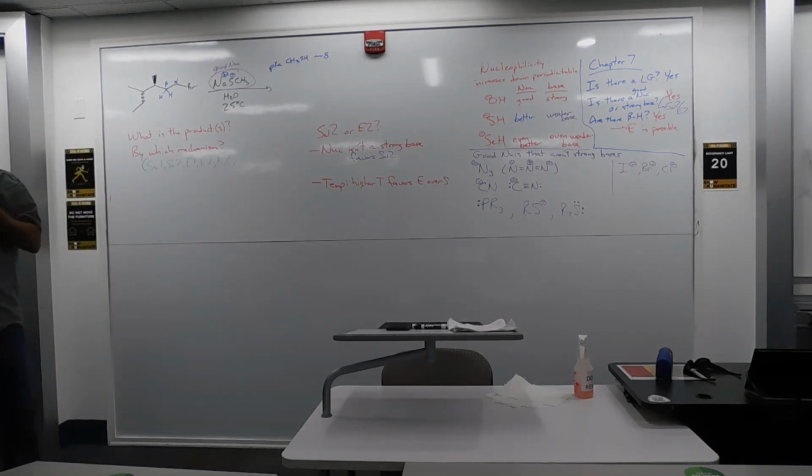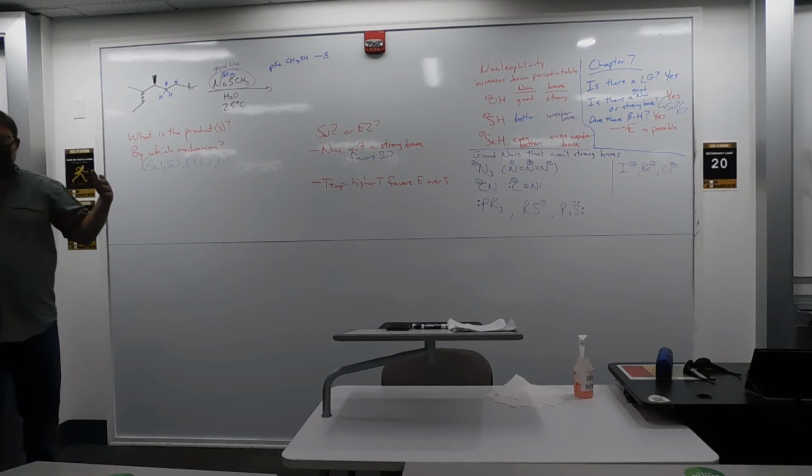Now, the other thing there is you have to be able to do an elimination, right? So if there are no beta hydrogens, it doesn't matter what temperature you do it at. It doesn't matter how strong a base the nucleophile is. Without a beta hydrogen, there's no elimination.